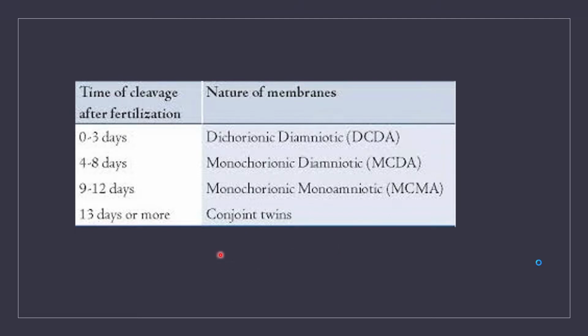It depends on the time of cleavage, or the time of separation after fertilization of twins, as to if they're going to have their own amniotic sac, if they're going to share a placenta, if they have their own gestational sac, things like that. But if they separate 13 days or more after the fertilization takes place, then you will have conjoined twins.